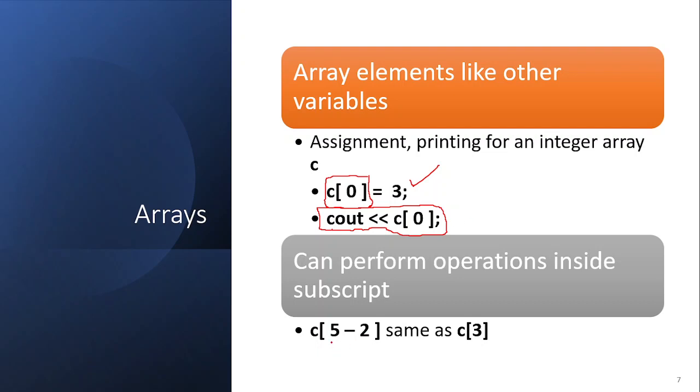Similarly, the index or position can be specified just by using a constant value. It can be specified using a variable, say for example i or j. It can be specified using some expression, like here we have specified it as 5 minus 2, so the index will be calculated, it is 3, and then that element will be accessed. Okay, so you can perform operations inside the subscript. This is also called subscript.